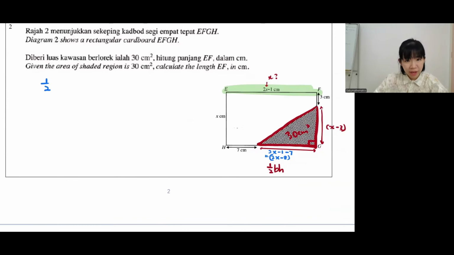Once we have base and height, now we can put them together. So 1/2. Don't forget 1/2 because it is a triangle. 1/2. The base is 2x minus 8. Then the height is x minus 3 equals to 30.